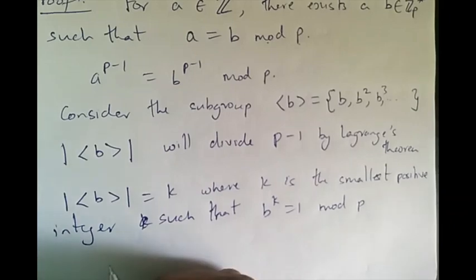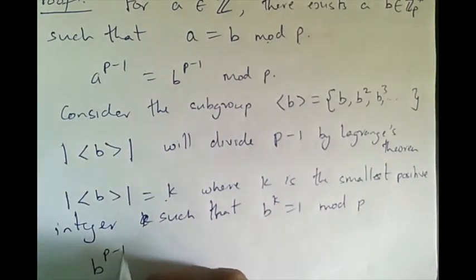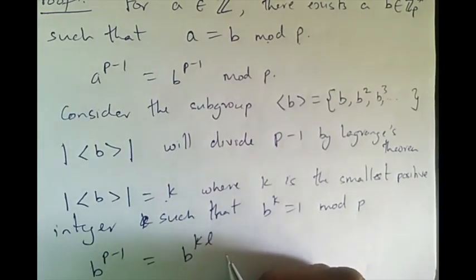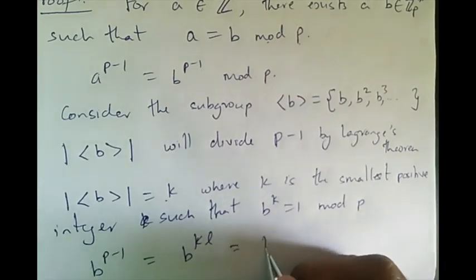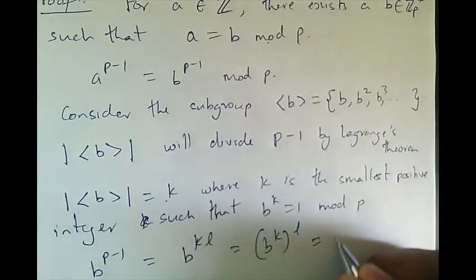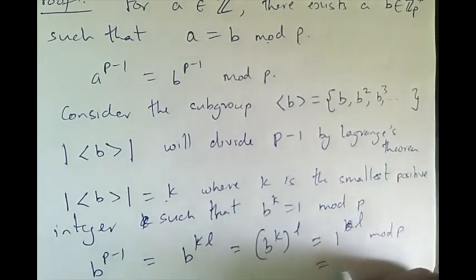And now this k divides p minus 1. So b to the p minus 1 is going to be b to the k times some other integer L, which is equal to b to the k raised to the L, which is 1 raised to L mod p, which is 1.